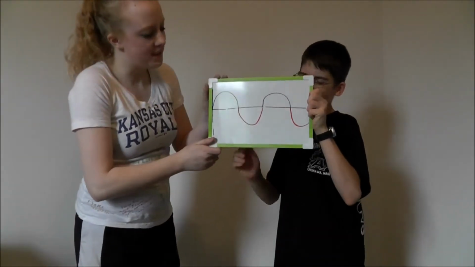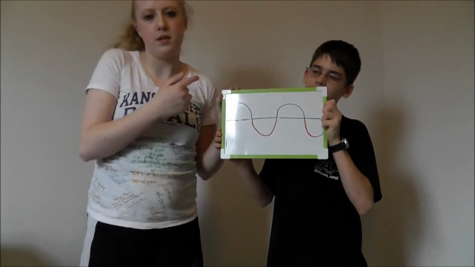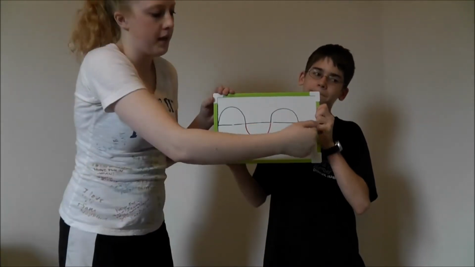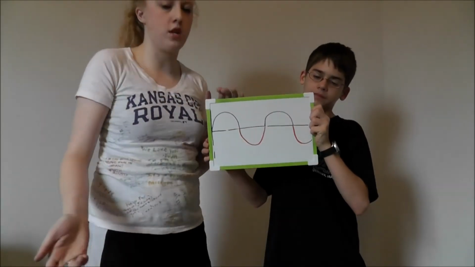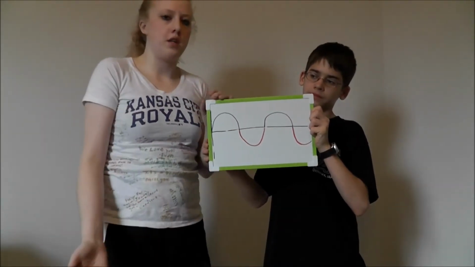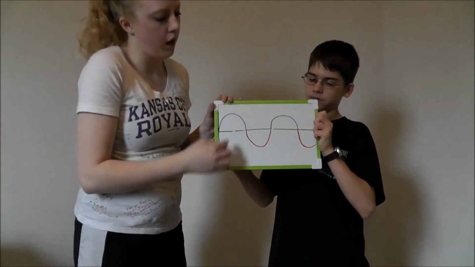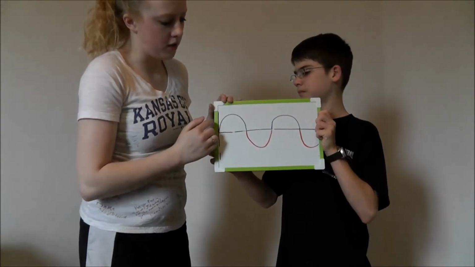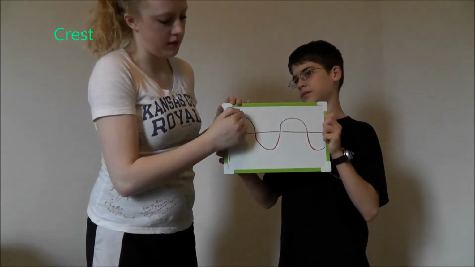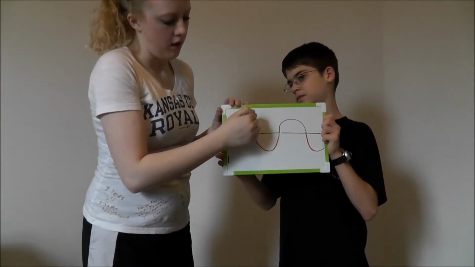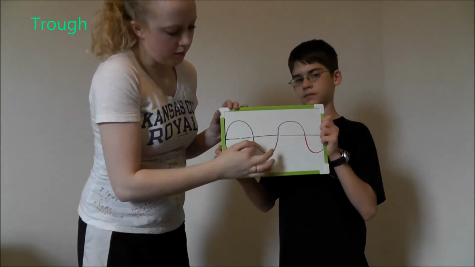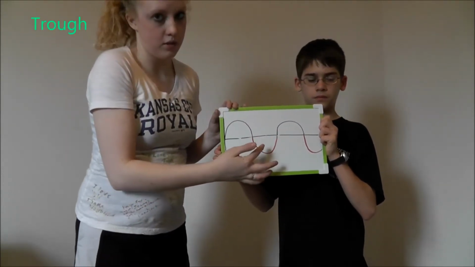Okay. So, our y-axis would be the vertical position of the slinky, and the x-axis would either be distance or time. It changes and varies with each graph and what you need to find. So, on here we have crests and troughs. Crests are represented in blue, and that's when it's at its highest point in the wave, and then troughs are represented in red, and that's when it's at its lowest point.